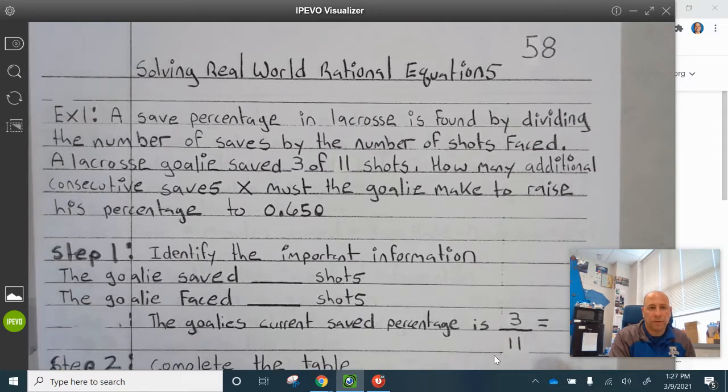All right, example 1. A save percentage in lacrosse is found by dividing the number of saves by the number of shots faced. A lacrosse goalie saved 3 of 11 shots. How many additional consecutive saves X must the goalie make to raise his percentage to 0.65?